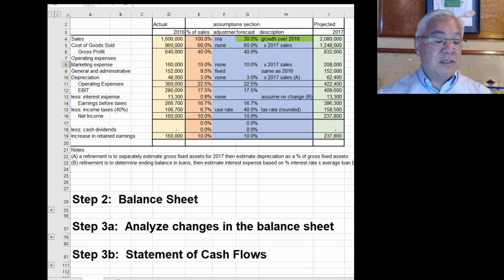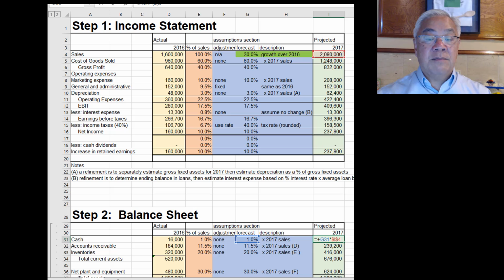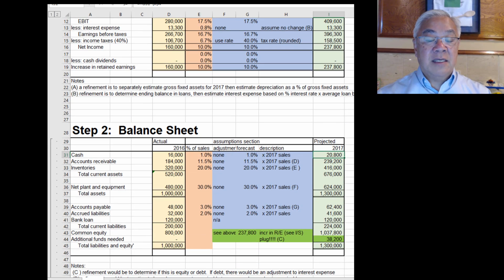So next we're going to go to step 2, which is forecasting the balance sheet. Similar idea, we have 2016. These are actuals. This is stated as a percent of sales, again, not percent of assets, and it gives us a rough cut at forecasting a balance sheet. Here, let's go through it again. 2017, cash. What is cash? It is 1% of sales up here, 2080. So 1% of sales is 20,800.